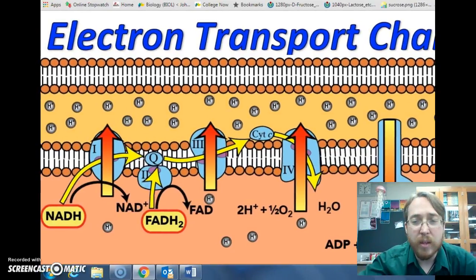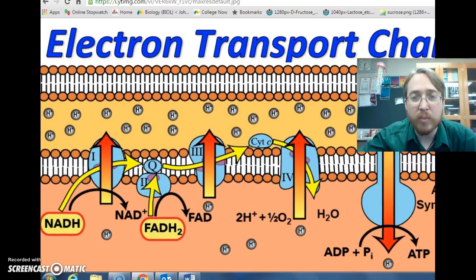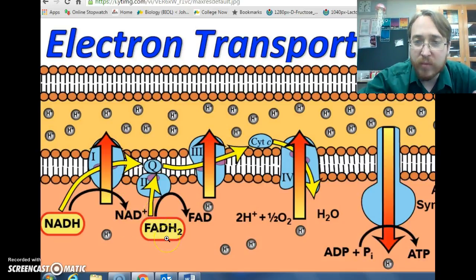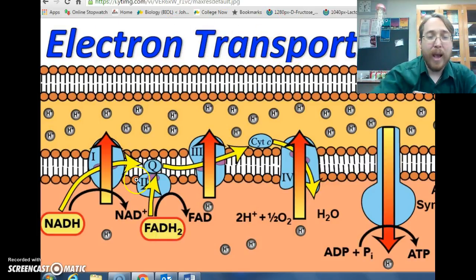So this is our electron transport chain, and it involves a few things. One, let's figure out where we are. This dark red area is the mitochondrial matrix, the innermost section of the mitochondria. This is our inner mitochondrial membrane. This is our inner membrane space, and this is our outer membrane. This would be the cytoplasm. This stuff is outside of the cell. So back inward we go.